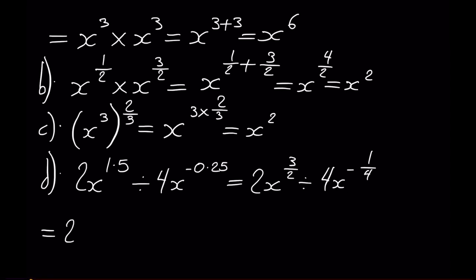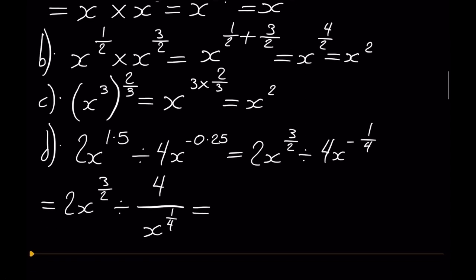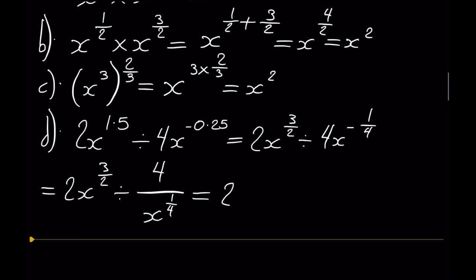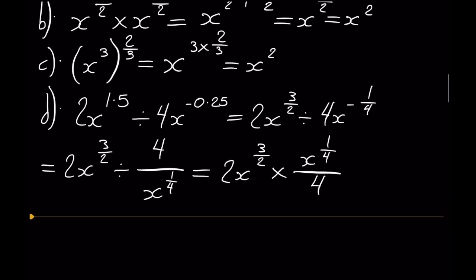And we can rewrite this again as x raised to the power 3 over 2 divided by 4 over x raised to the power 1 over 4. And then again, we can use the laws of division, and we will obtain 2x raised to the power 3 over 2 times x raised to the power 1 over 4, all divided by 4.